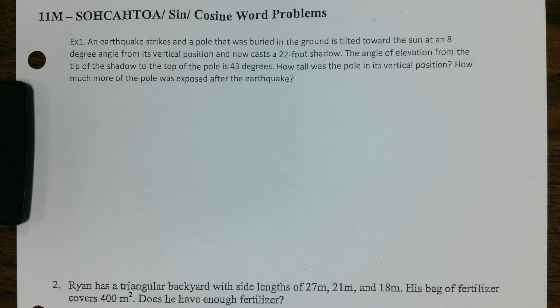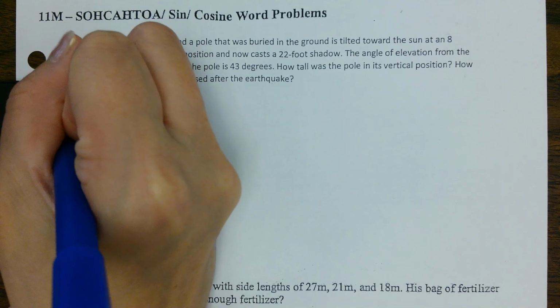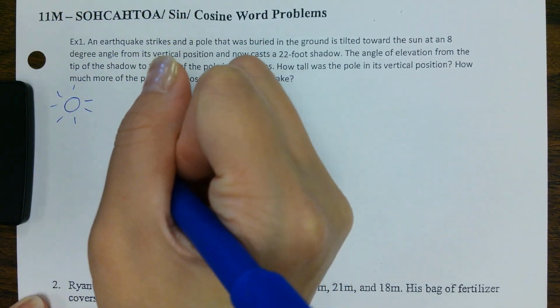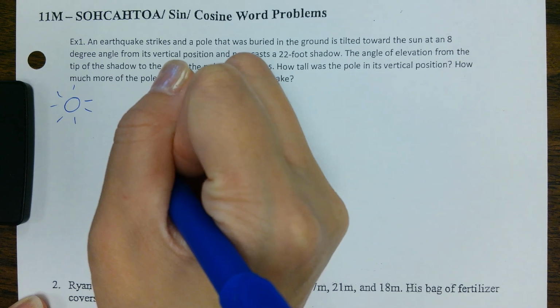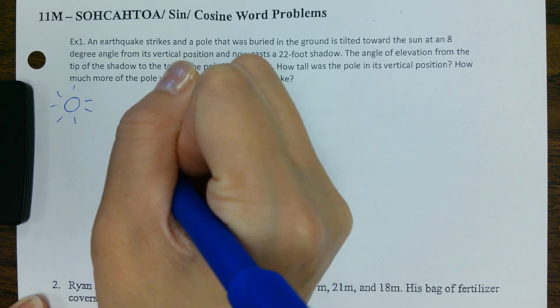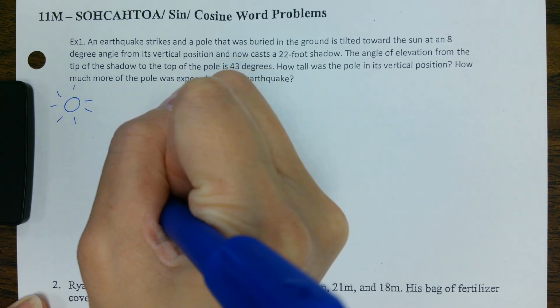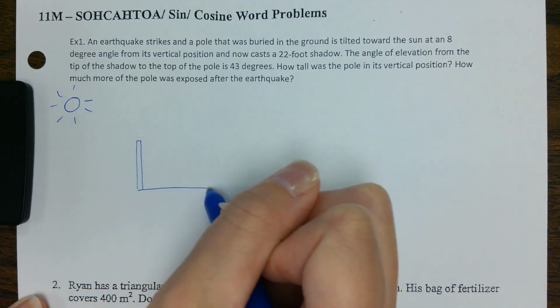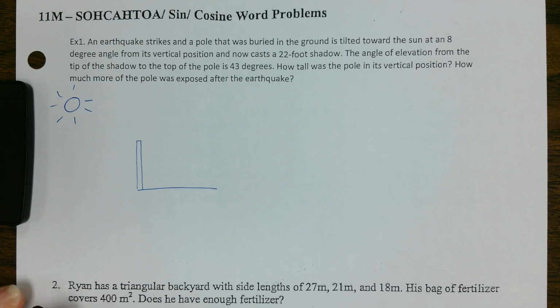An earthquake strikes and the pole that was buried in the ground is tilted towards the sun at an 8-degree angle from its vertical position and now casts a 22-foot shadow. The angle of elevation from the tip of the shadow to the top of the pole is 43 degrees. How tall was the pole in its vertical position? How much more of the pole was exposed after the earthquake? Okay, thank you very much.